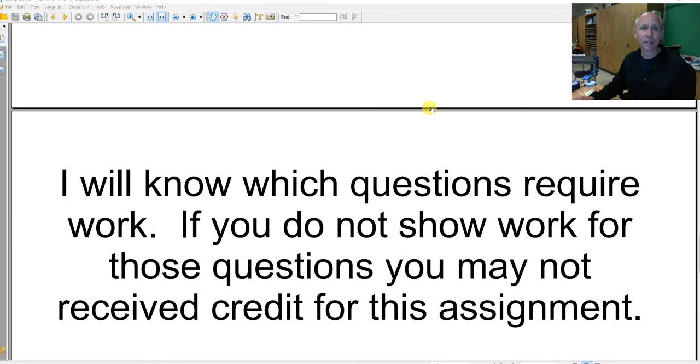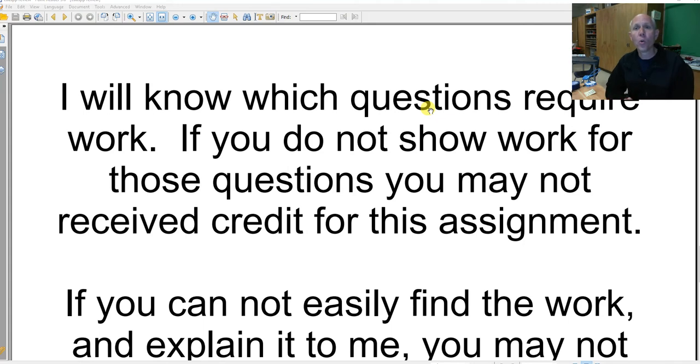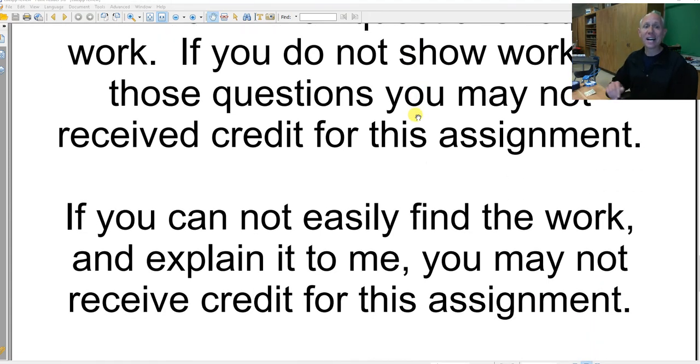Why do you need to be organized? Here's why. I'm going to know which questions require work. And if you don't show work for those questions, you may not receive credit for this assignment. If you cannot easily find the work and explain it to me, you may not receive credit for this assignment. If I'm talking to you after the assignment and I ask you, hey, how did you do question number 7? If you say, oh, there was no work on that one, and I know there should be work, you might not get credit. If you can't find question number 7, you might not get credit. If you can find it, but you can't explain anything of what you did in an organized, logical way, you might not receive credit.